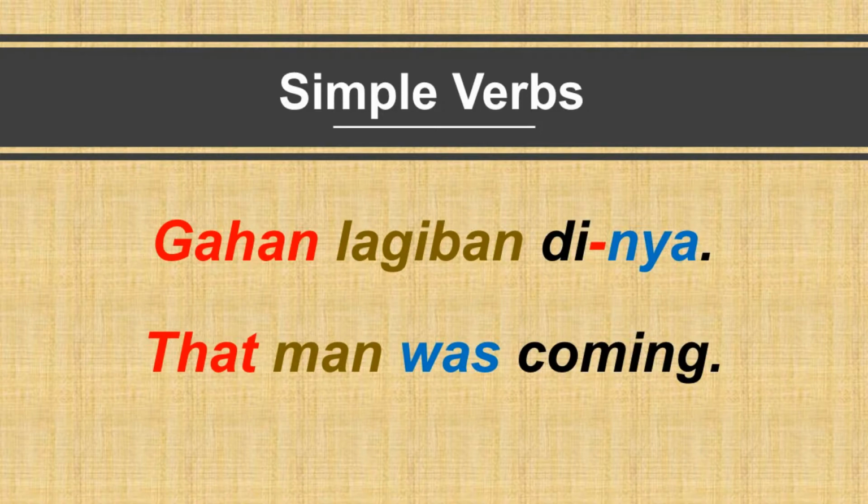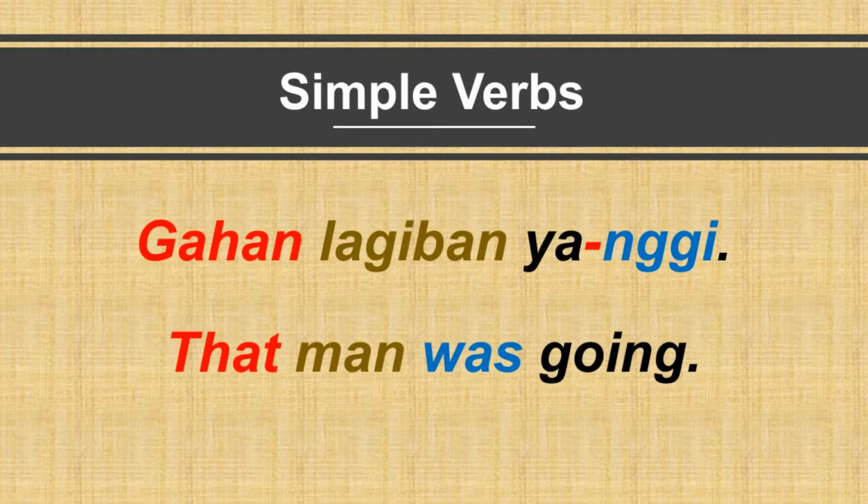You see that the verb di has a suffix nya, which indicates the past tense. The next one is that man was going. Again, you can see the verb doesn't change. Ya is go, gi is the suffix for the past here.